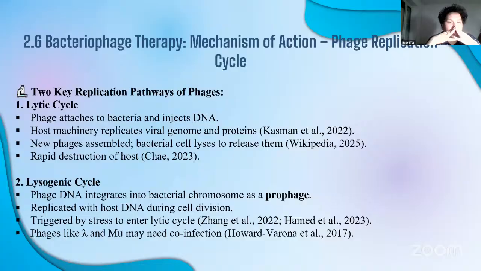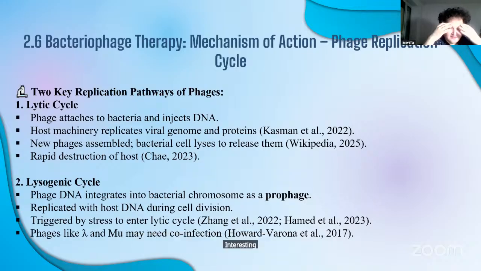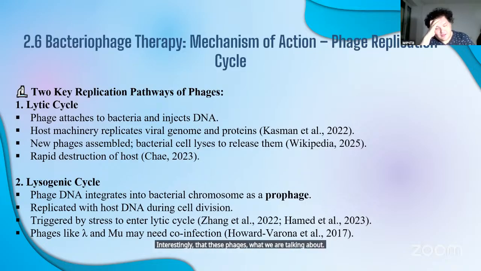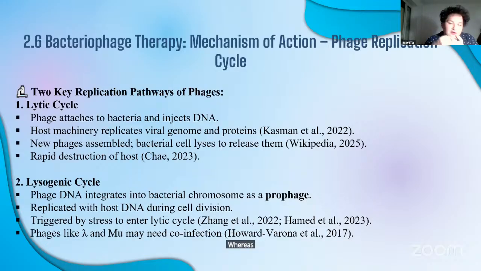Two key replication pathways of phages: the lytic cycle. What is it? The phage attaches to the bacteria and injects DNA. Interestingly, these phages we are talking about are DNA-based and mostly double-stranded, whereas most phages prefer, if we can say that word, mRNA.